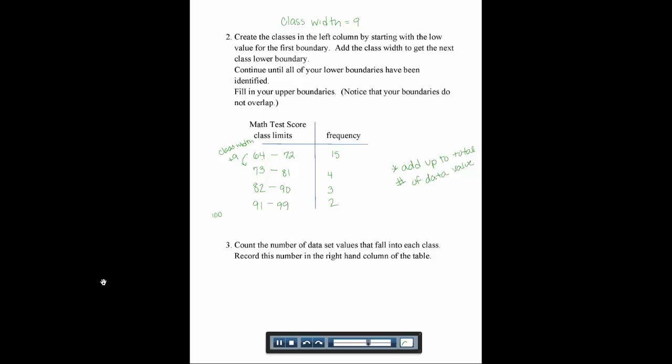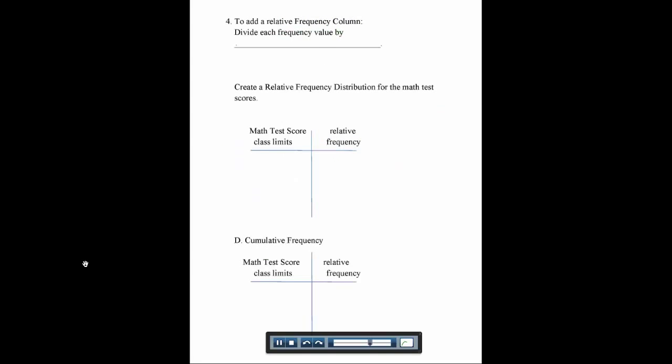Now we're going to talk about 2 more types of frequency tables that we get after we make our regular frequency table. The second kind is called a relative frequency table. Our intervals are going to be exactly the same, but to get the relative frequency, we divide each frequency value by the total number of data values and then multiply by 100% to make it a percentage.